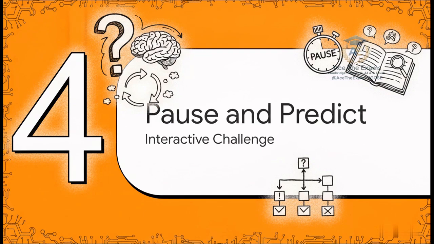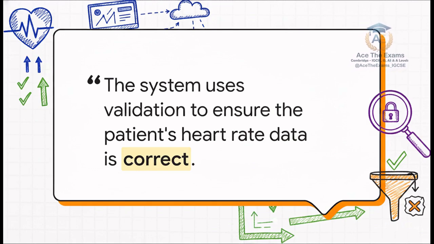All right, on to Section 4, pause and predict. This is your interactive challenge. I want you to do the heavy lifting here. Read this highly realistic 9626 hospital scenario. It says a hospital uses a real-time monitoring system. And a student wrote this answer. The system uses validation to ensure the patient's heart rate data is correct.